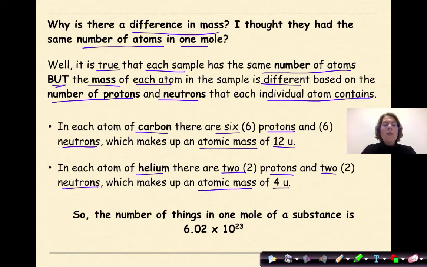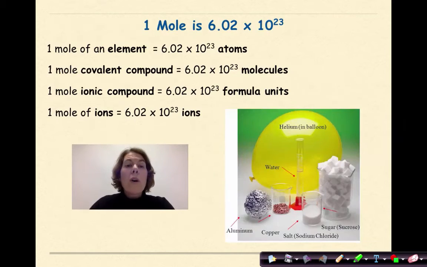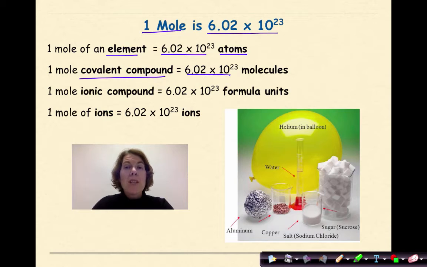So the number of things in 1 mole of a substance is always 6.02 times 10 to the 23rd. So 1 mole will always represent 6.02 times 10 to the 23rd. 1 mole of any element is always 6.02 times 10 to the 23rd atoms. 1 mole of a covalent compound will be 6.02 times 10 to the 23rd molecules. 1 mole of an ionic compound is 6.02 times 10 to the 23rd formula units, and 1 mole of ions will be 6.02 times 10 to the 23rd ions.